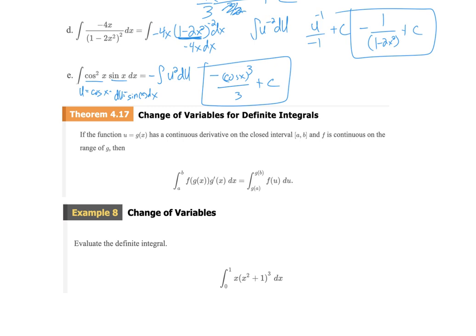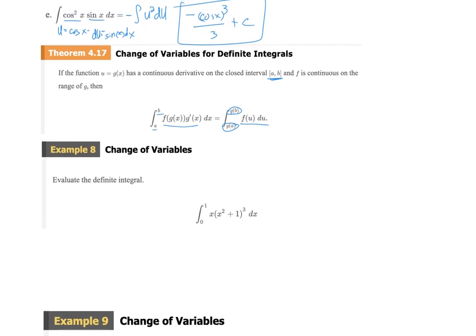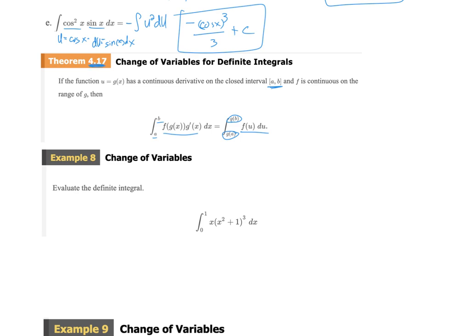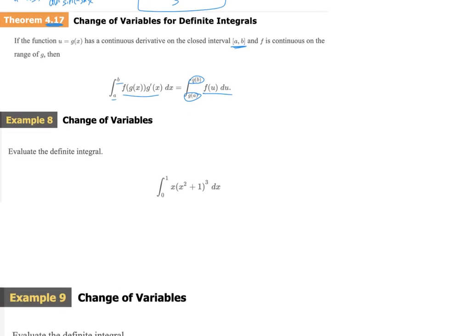Theorem 417, change of variables for definite integrals. So now what we're going to do is we're going to find the definite integral. Again, that just means we're calculating the number, which could be represented by an area under a curve. And so if we have this from a to b, what we'll do is we can find the antiderivative like we normally would, and then we just put a and b into that inner function. And there are two ways to do this. This Theorem 417 is one of them. The other is just you find the antiderivative and plug it in.